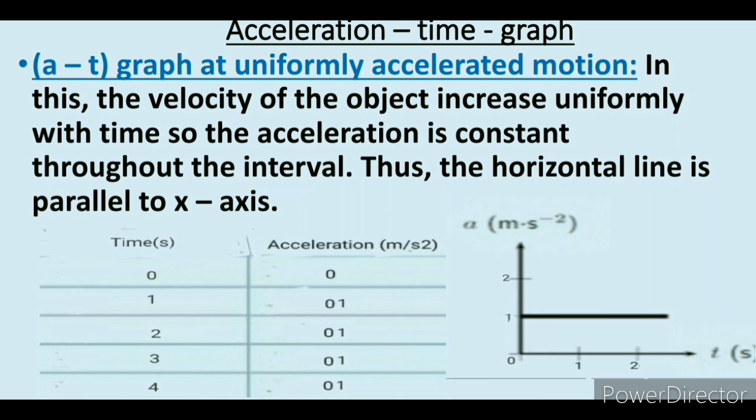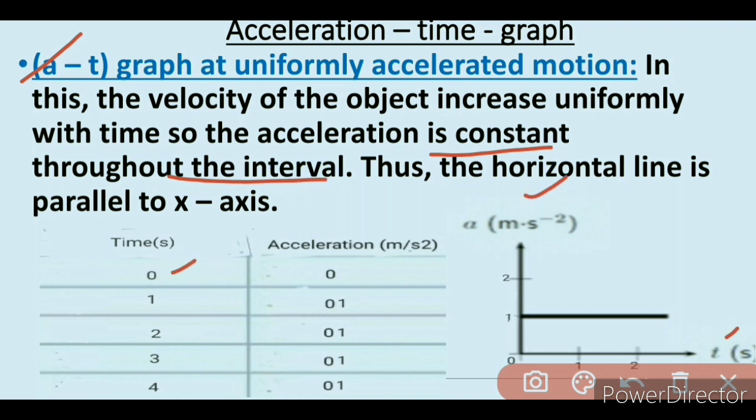Now we have an acceleration time graph at uniformly accelerated motion. In this the velocity of the object increases uniformly with time. That means the body covers unequal distance in equal intervals of time, so the acceleration is constant throughout the interval. We have a graph between time and acceleration.